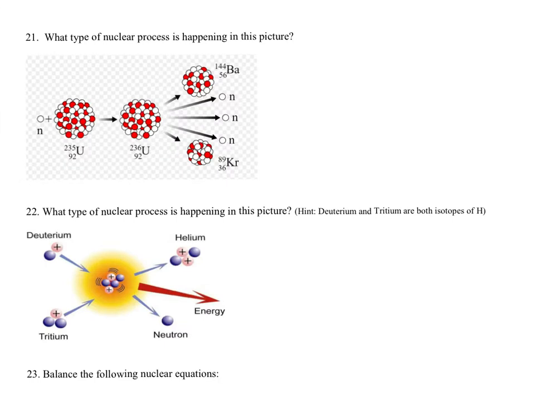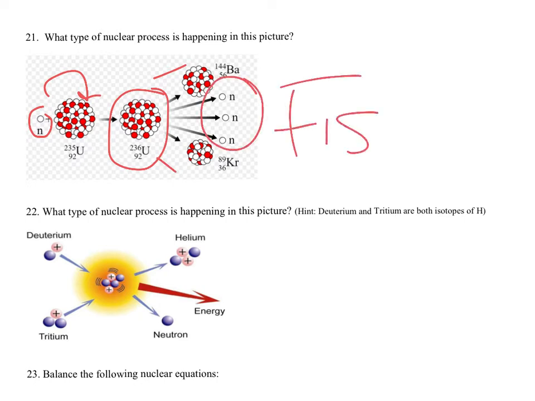For our next question, 21 on the docket here, what type of nuclear process is happening right here? We'll take a look. You're starting with a neutron. It's going to hit a uranium-235 atom, which quickly turns into uranium-236. It then looks like it splits apart into two elements and gives off 3 neutrons. My friends, we know what that is. That's the beautiful world of fission.